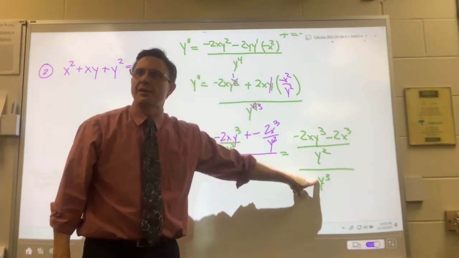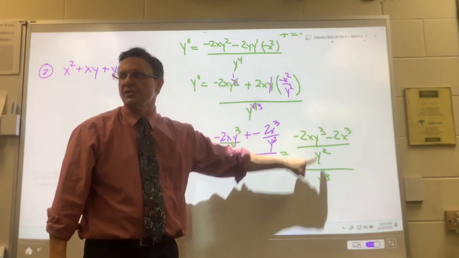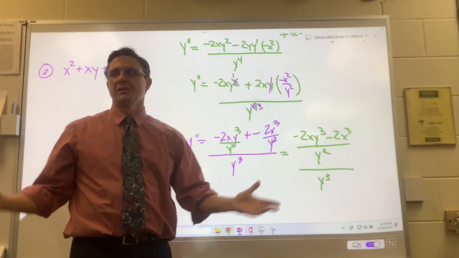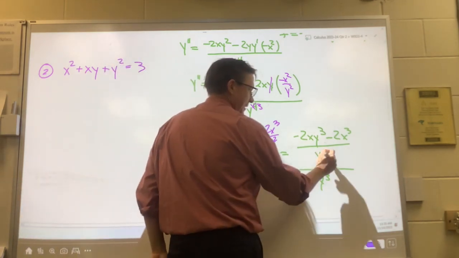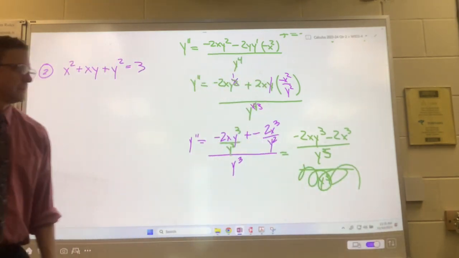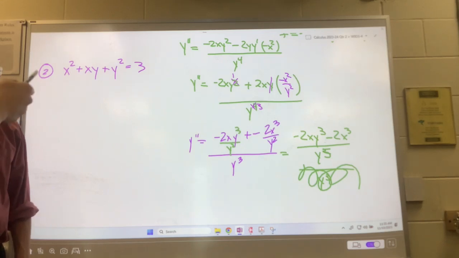Everybody, what happens to the y to the third here? Flips up. It's a over b all over c. It flips up here. So y squared times y cubed is not y to the sixth. Y to the fifth. And there's my answer. There's my answer.